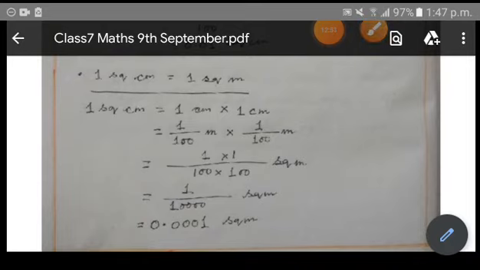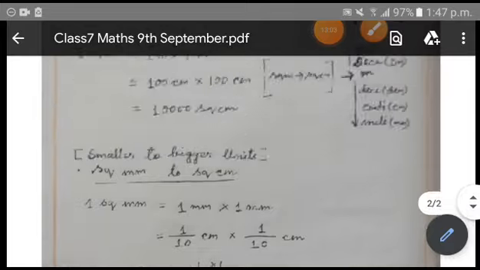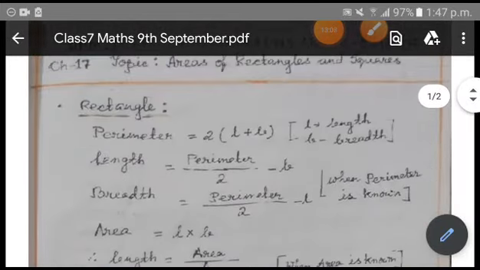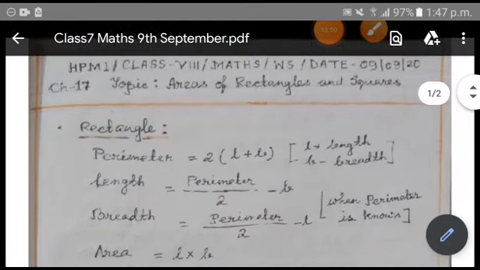Children, you have learnt the conversion of units of area from smaller units to bigger units and from bigger units to smaller units, and also you will have to learn the formula for calculating the area and perimeter of rectangles and squares. So copy down these notes in your classwork notebook.